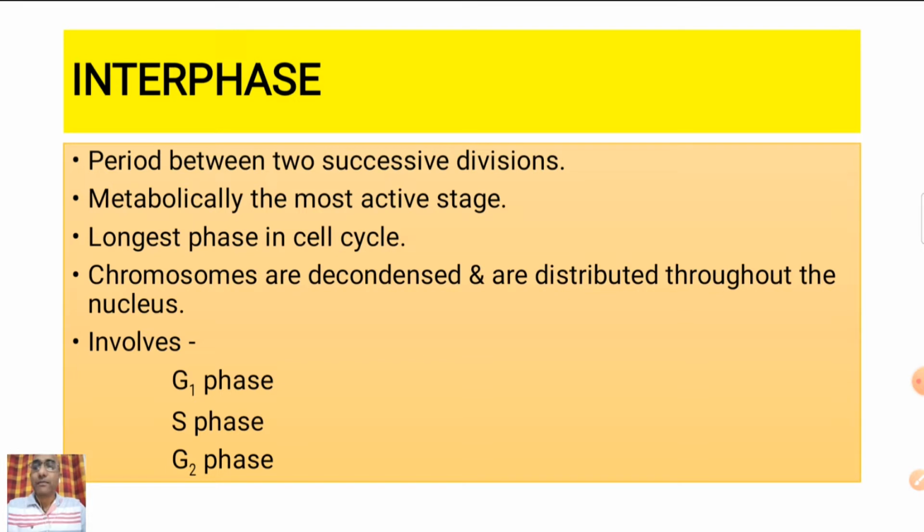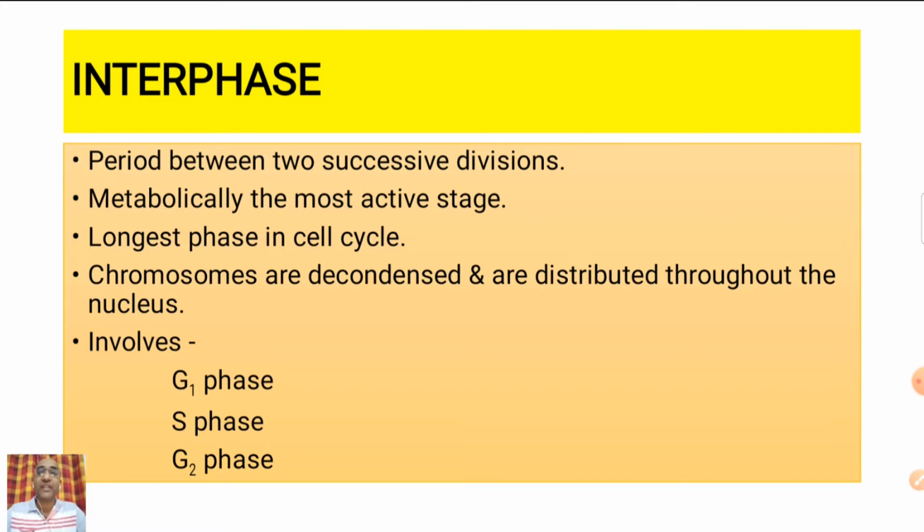Here, what happens? Here the chromosomes decondense and are distributed throughout the nucleus. Whatever condensed chromosomes were there, they decondense. The interphase is completed in three steps: G1 phase, S phase and G2 phase. Interphase is otherwise known as resting phase. Why do we call it resting phase? Because actually division of the cell does not occur in interphase. However, it is metabolically the most active stage. As division is not occurring, we call it resting phase.